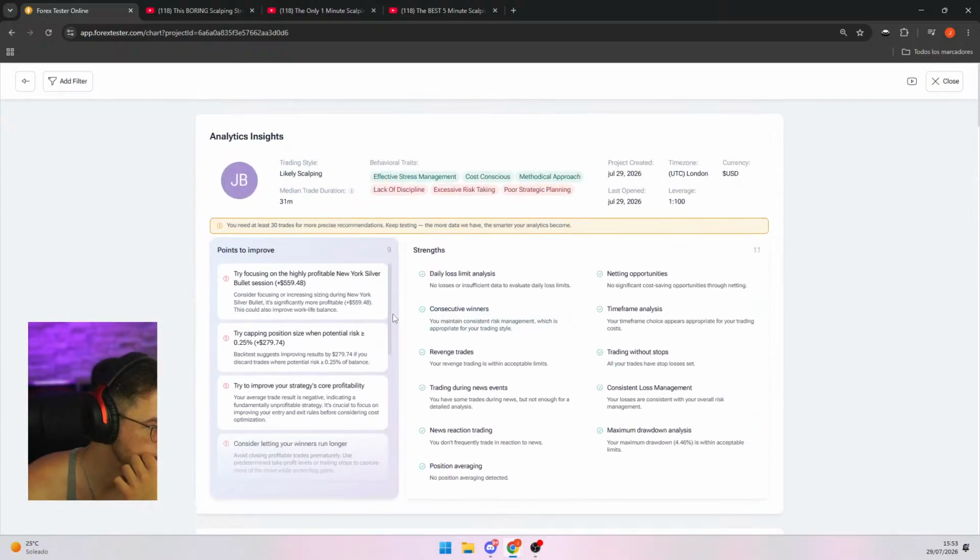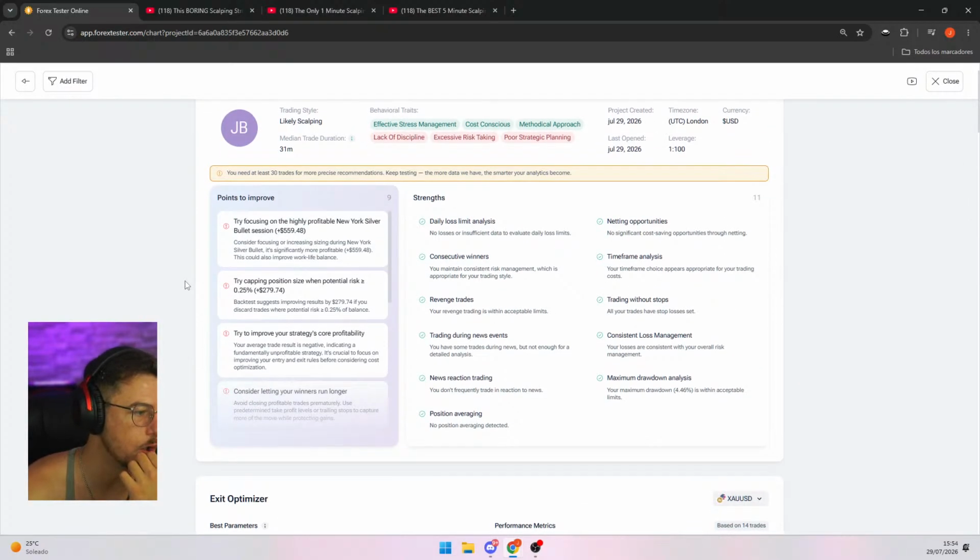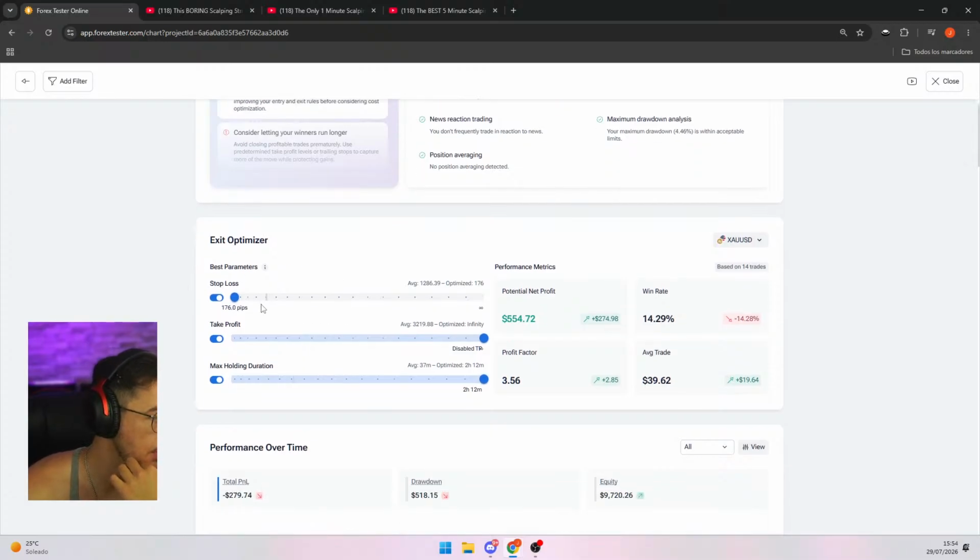And I could see some things. Obviously, we don't have a lot of data yet, but we could see that the exit optimizer is giving me some results here that we could try out. I mean, any result is actually better than the one that we've got right at the moment, but there's something like that. And even like 15-minute trades. That doesn't look bad, honestly.